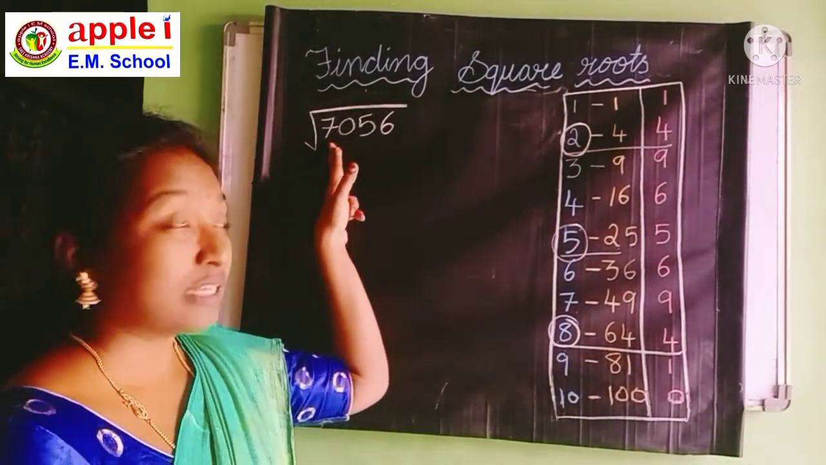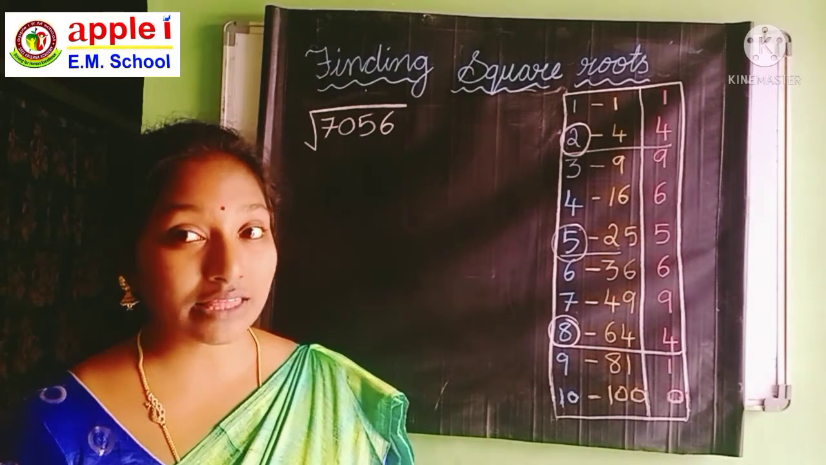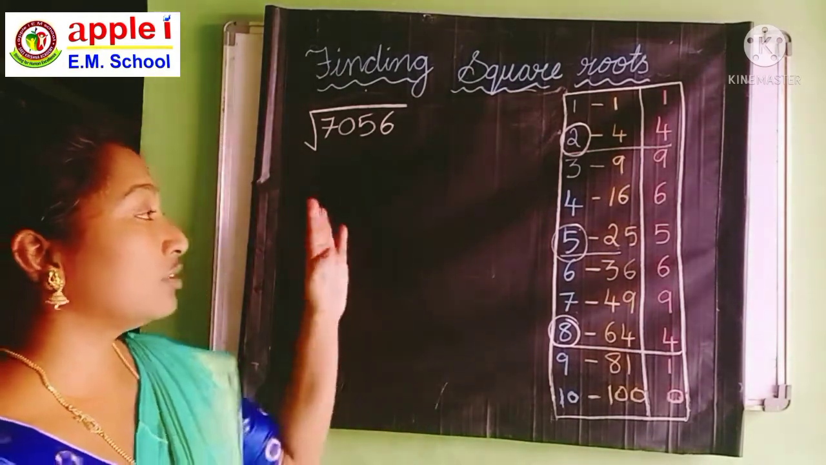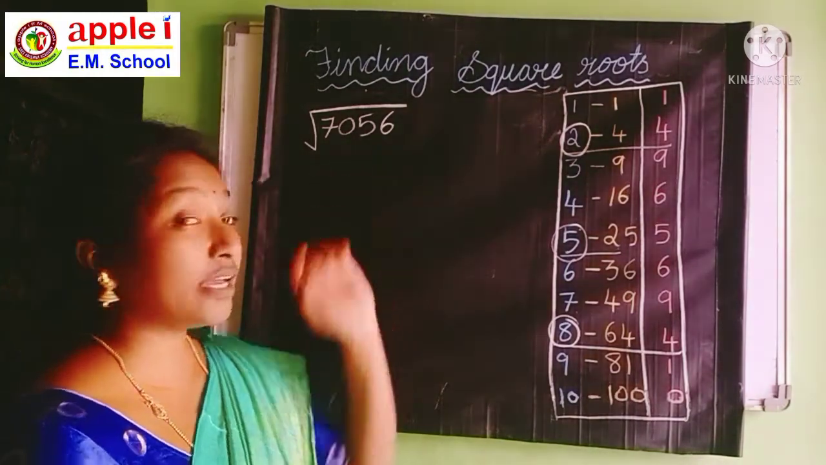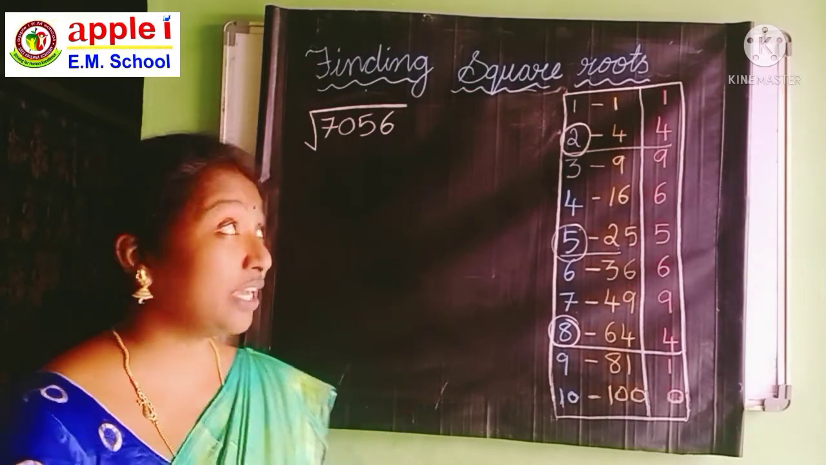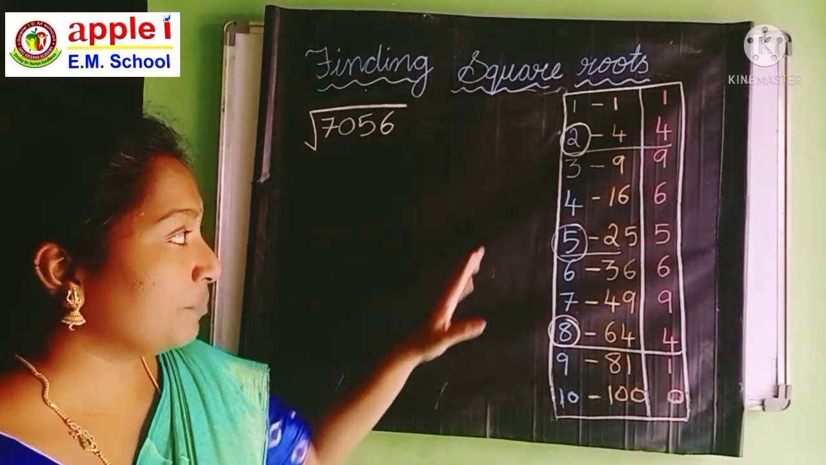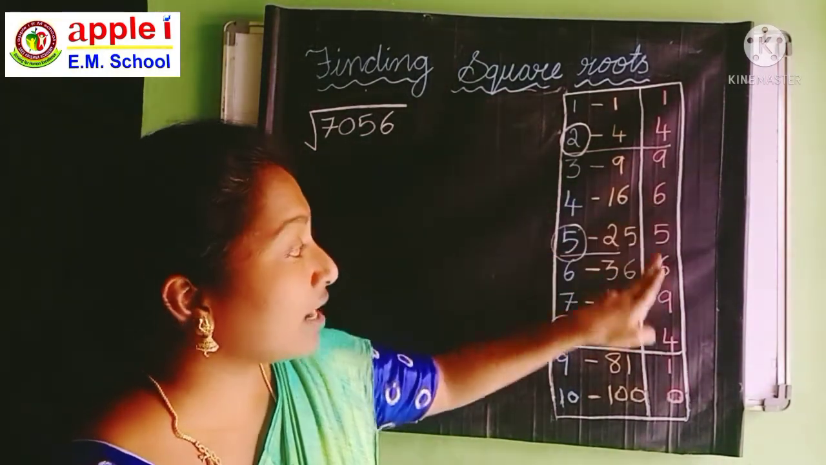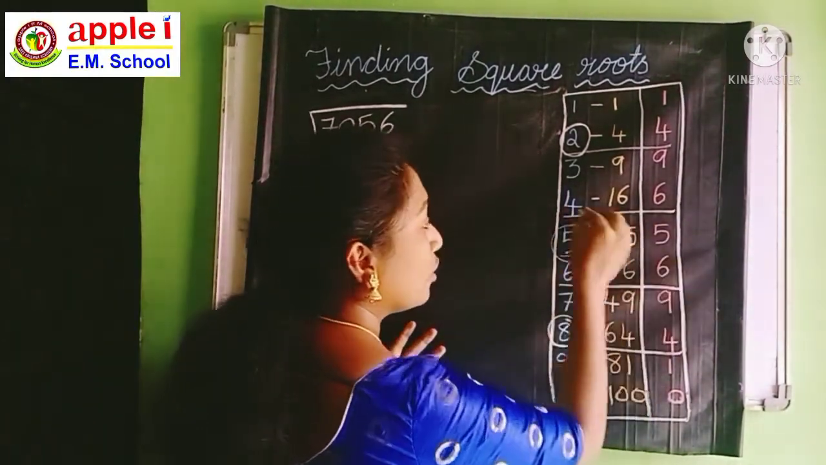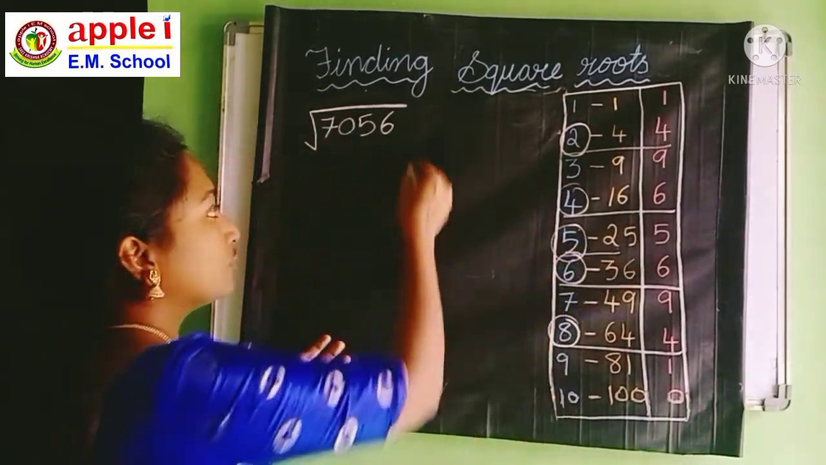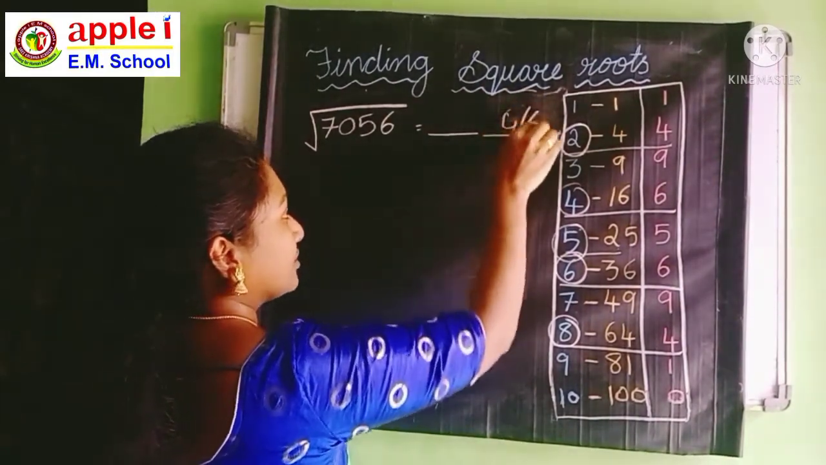Square root of 7056. How to find the square root of 7056? Okay, so what is the first step? See the units place. Here we are having 6 in the units place. So see where 6 will fall. See the corresponding numbers to 6: 4 and 6. So here the units place is either 4 or 6.